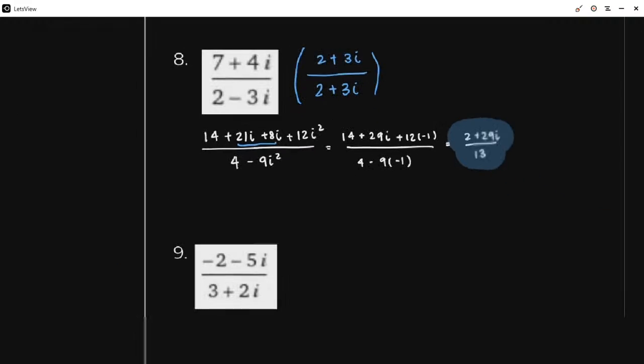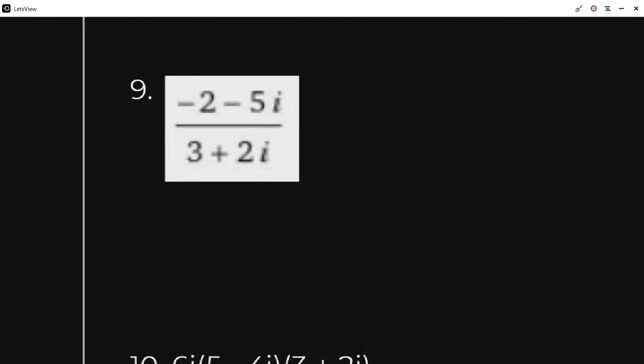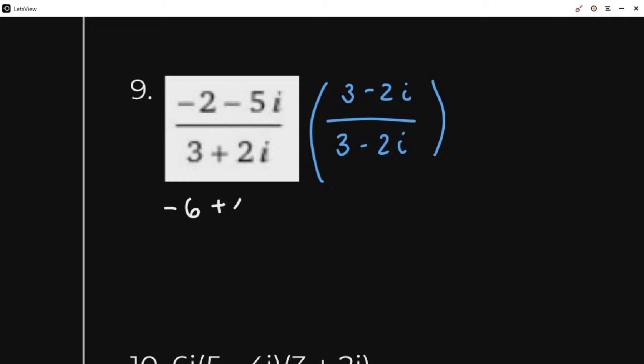Okay, next one. We have (2 minus 5i) over (3 plus 2i). So we're going to multiply by 3 minus 2i. So then we're going to distribute the negative 2 on the top first. So that's negative 6 plus 4i. And then we're going to distribute the negative 5. So minus 15i plus 10i squared.